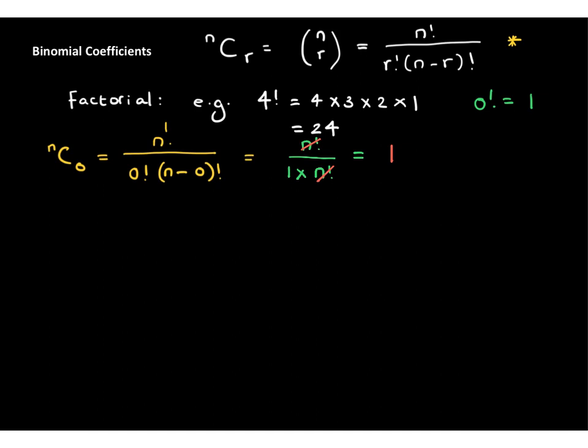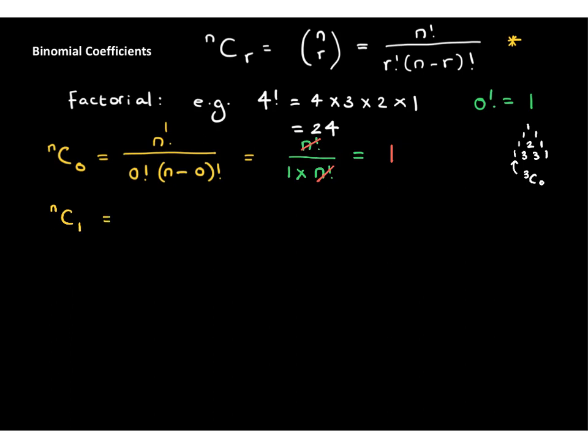Also, think about Pascal's triangle, and in Pascal's triangle, the first number in each row is always 1. So for instance, this is 3 choose 0. So anything choose 0 will always be equal to 1. Let's work out another one. N choose 1 this time.